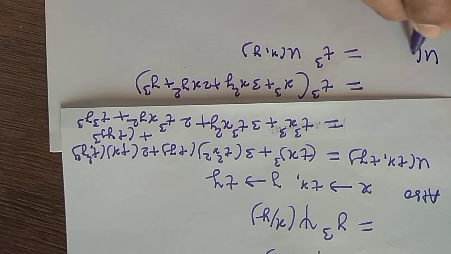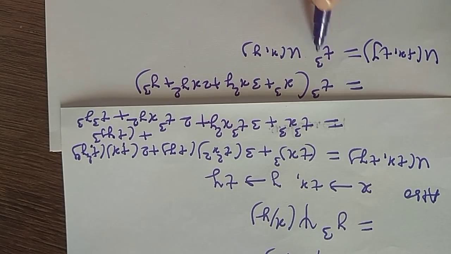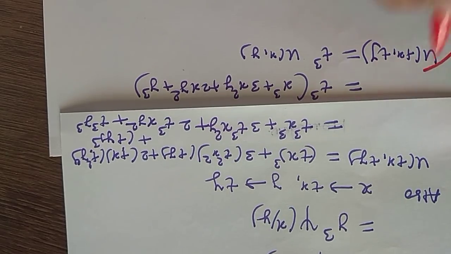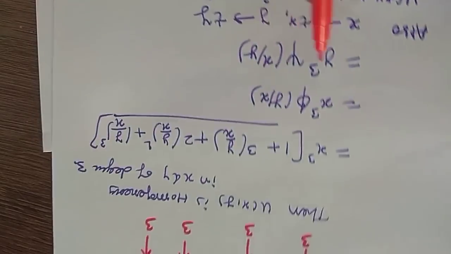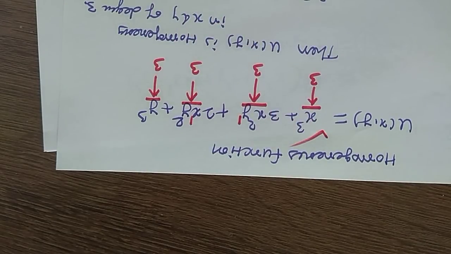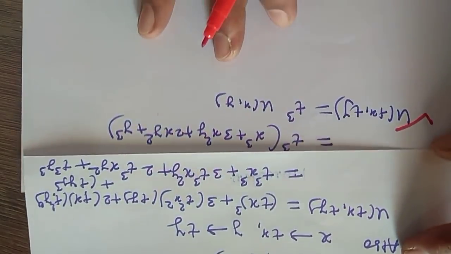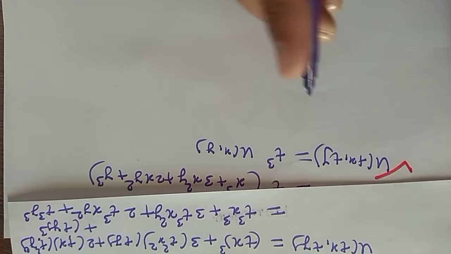Means our function we can write in this way: u of tx, ty is equal to t cube into u of xy. Means in general, if our function is homogeneous, then we can write it either this way, or in this way, and again, if this is homogeneous, then each and every term has the same degree. I will generalize this idea and write it in general form.